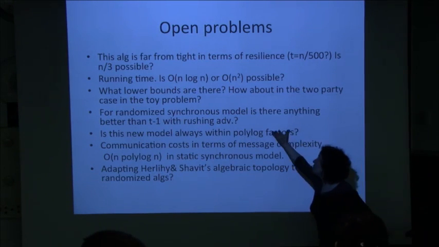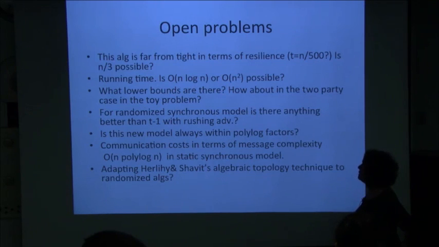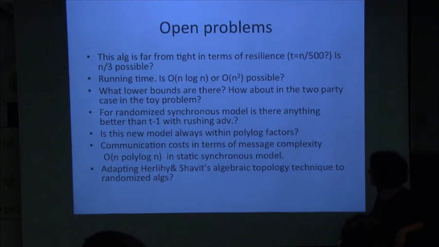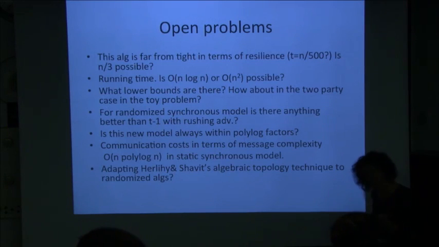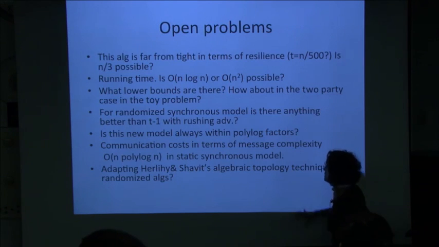I guess I still don't know the answer to the randomized synchronous case. Is this new model always within a polylog factor for all these algorithms, all these problems? One can talk about message complexity, and in fact, we spent a lot of time doing research on message complexity. In particular, we did it in all our papers with the static adversary. That was our main concern, the only thing we were thinking of in that model. And we have a new paper that was just sent into PODC about consensus in an adaptive adversary trying to cut down the number of bits.